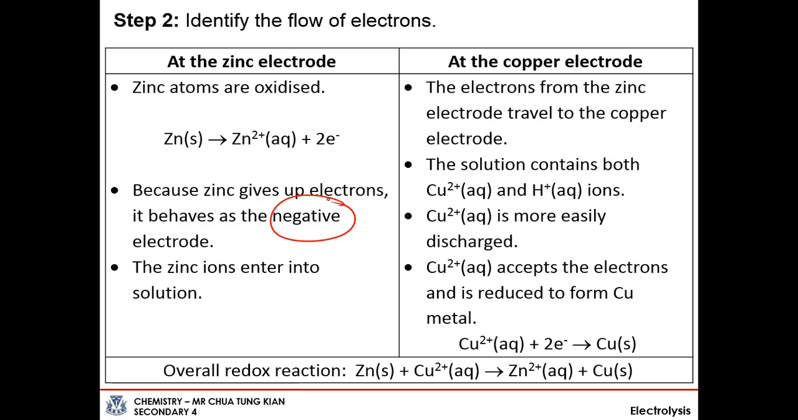The electrons flow one round. They travel from the zinc to the copper electrode. And as I mentioned earlier, the solution contains both Cu2+ and H+ ions, and Cu2+ is more easily discharged. As a result, the Cu2+ accepts the electrons and forms copper, and this copper coats around the electrode.